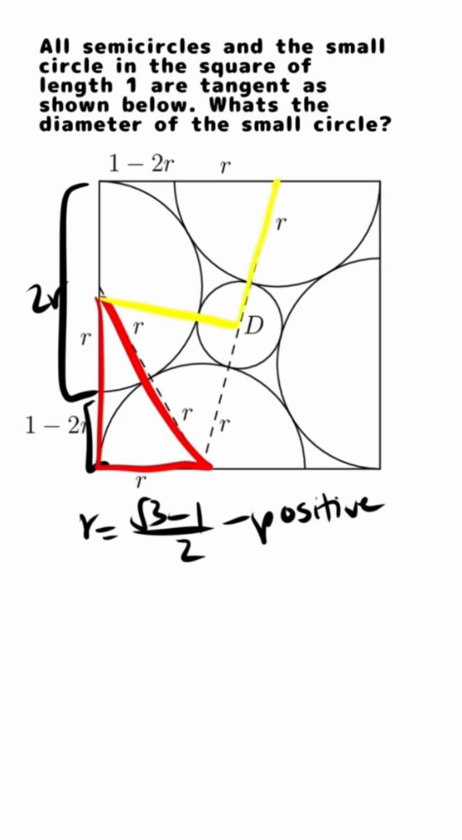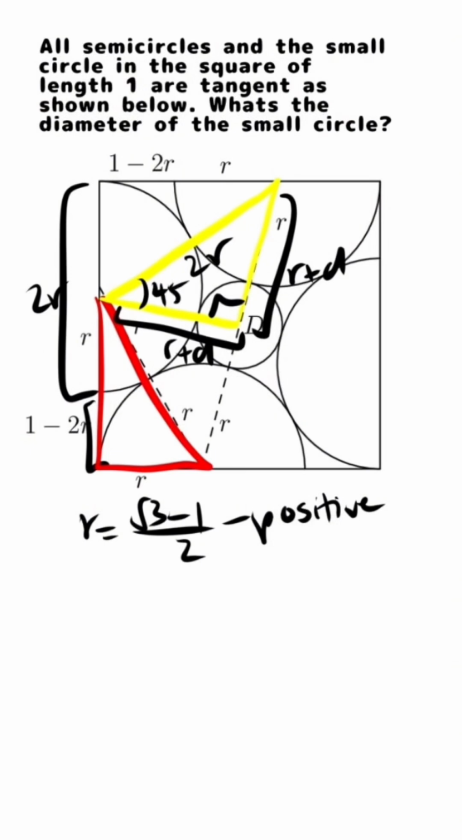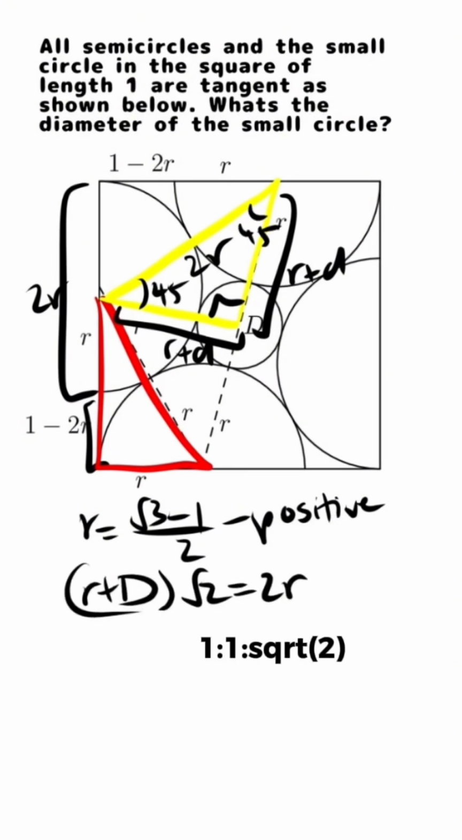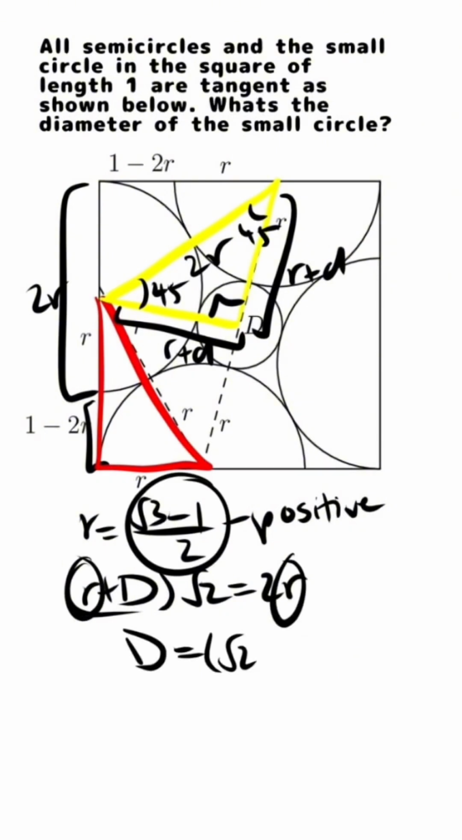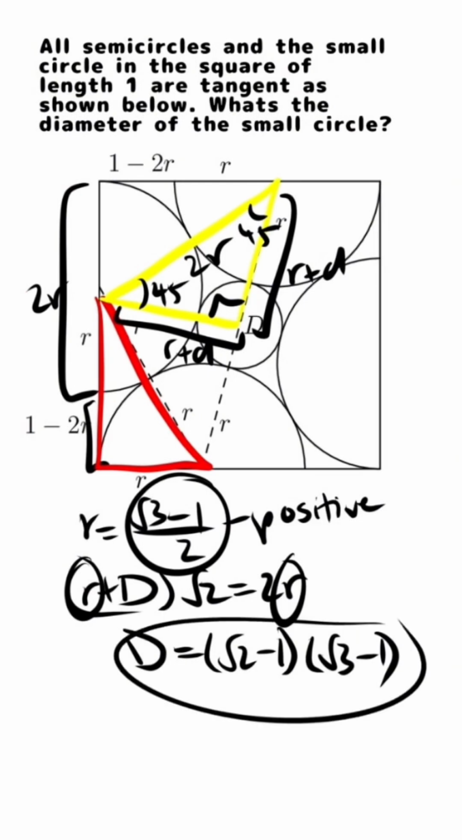Then looking at the yellow triangle with legs of r plus d and a hypotenuse of 2r, this is a 45-45-90 triangle since it's isosceles, and by the ratio of a 45-45-90 triangle, (r plus d) times square root 2 equals 2r, and plugging the r we already got and solving for d, we get (square root 2 minus 1) times (square root 3 minus 1). Problem 21.